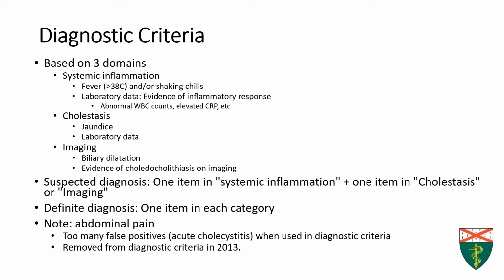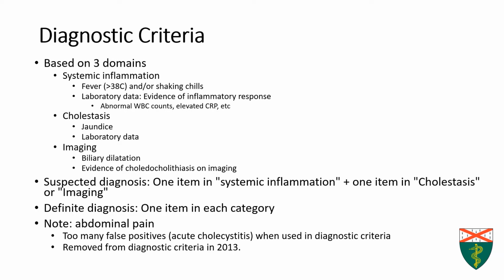However, when used in a diagnostic criteria, it lends itself to too many false positives for acute cholangitis, since acute cholangitis is also highly correlated with abdominal pain. The false positive rate when abdominal pain was used in the criteria was nearly 40%. However, when abdominal pain was removed from the criteria, the specificity increased from 66% to 77%, and the false positive rate decreased to 5.9%.